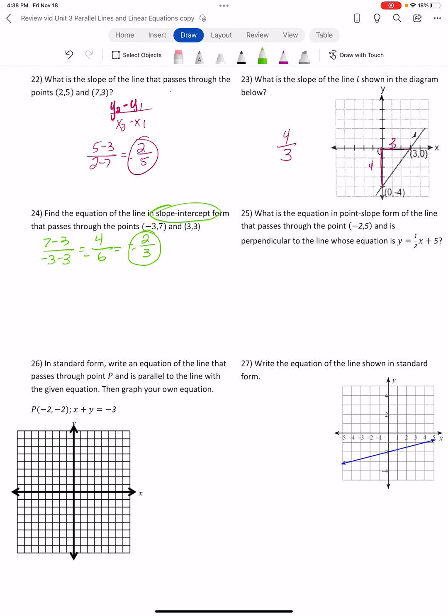To find the y-intercept, I know y equals mx plus b. I know that the slope of my line is -2/3. I know when I plug in -3 for x, I get 7 for y. So 7 is equal to -2/3 times -3, which is 6/3, so 7 is equal to 2 plus b... Add or subtract to isolate b, and b is equal to 9. So the equation in slope-intercept form is going to be y is equal to 2/3 x plus 9.